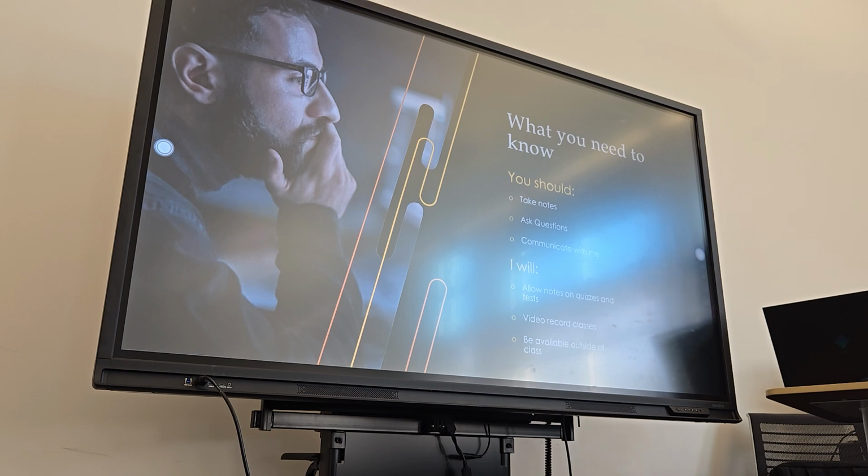So, in keeping with the spirit of that, I allow handwritten notes to be used on quizzes and tests. Not open note, not open internet, but handwritten notes. Or if you take notes on a tablet, you can print those out and use those. But yeah, allowing notes on quizzes and tests.